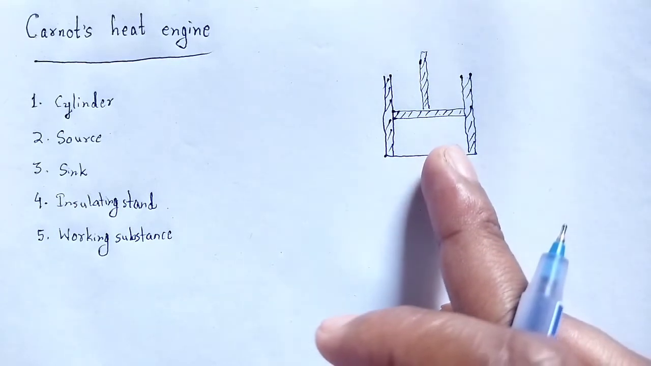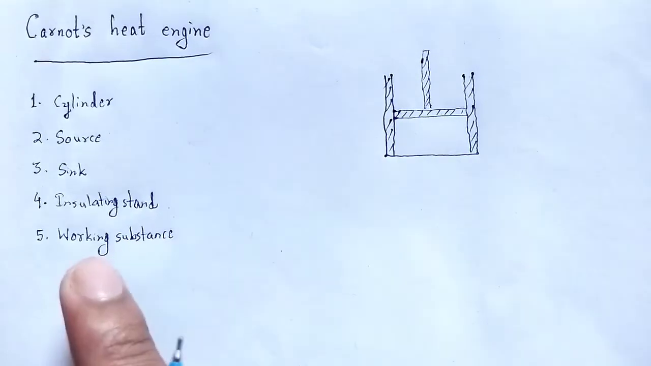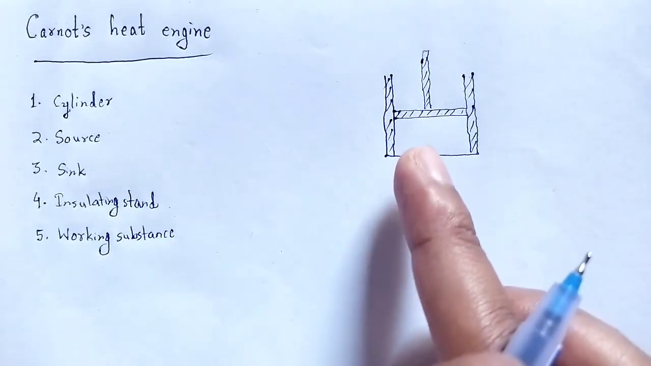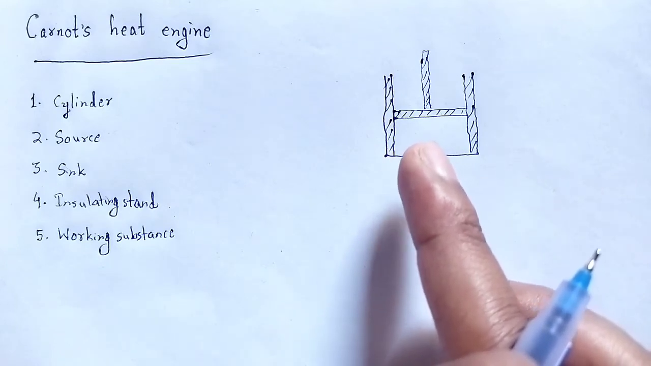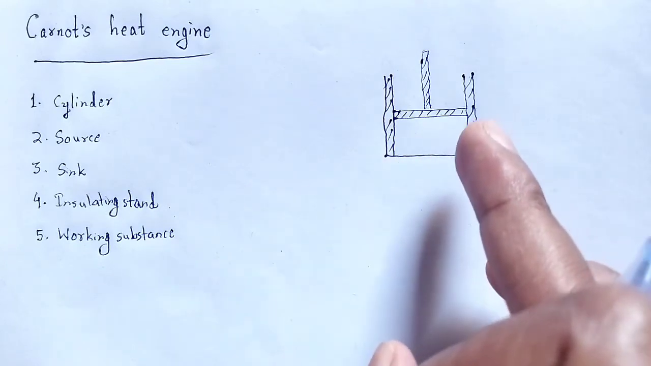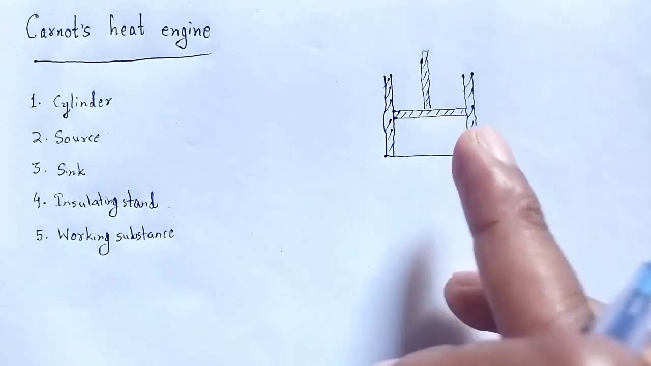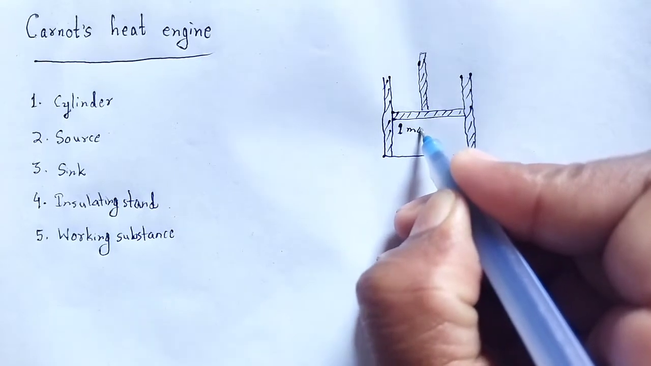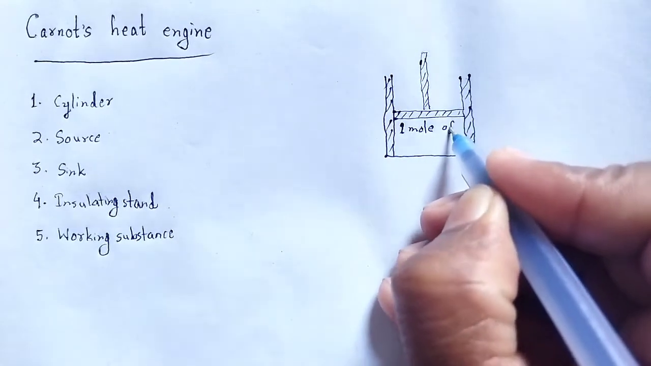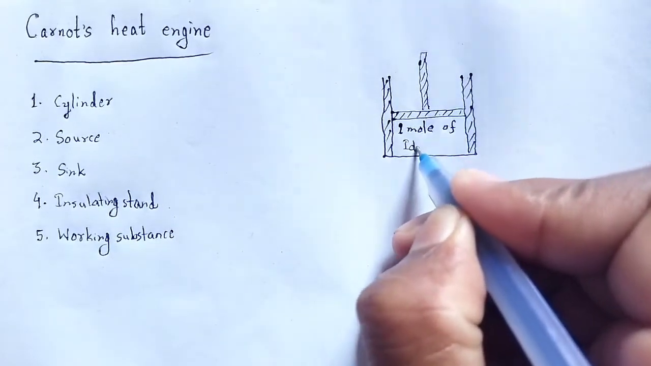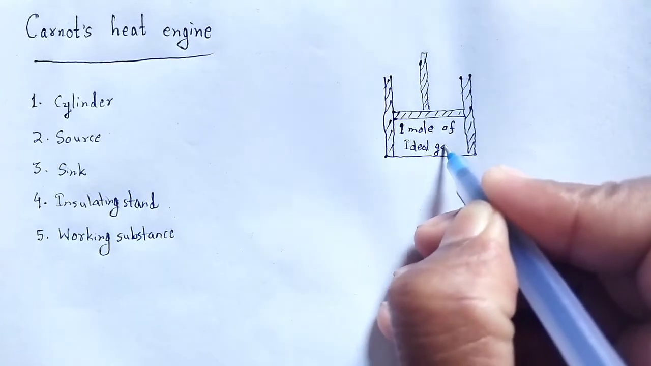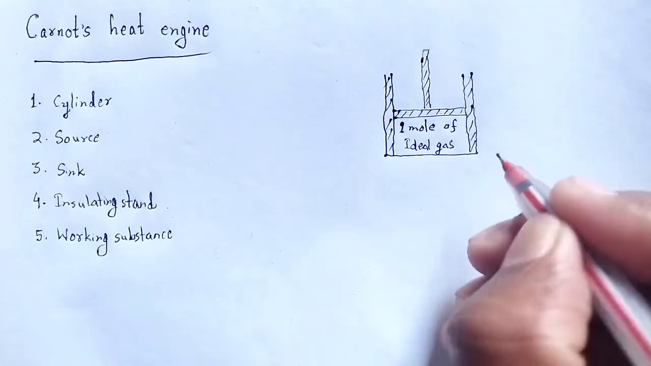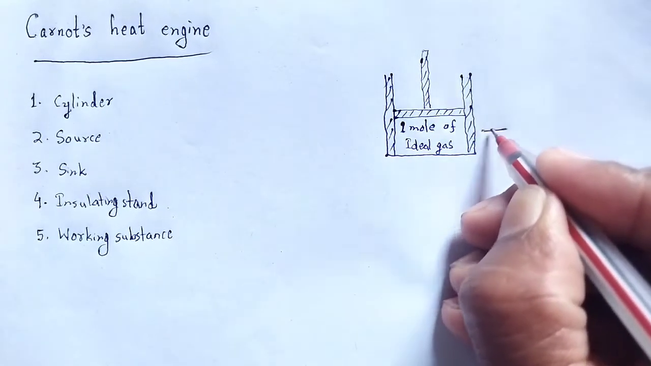Inside the piston, we use the working substance. In this case, 1 mole of an ideal gas is taken as the working substance, enclosed in the cylinder. That is, this one is the cylinder.